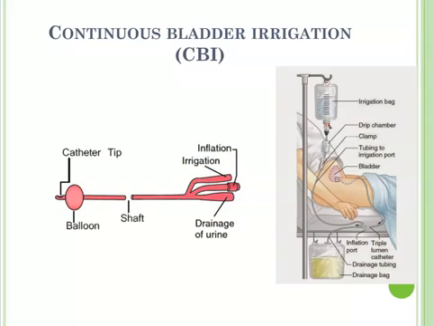We have to plan in advance, because when they place this tube, they have to choose this tube if we want to do a CBI. We can't just take a regular Foley and do it. It needs to have each of these 3 lumens or tubes present there.